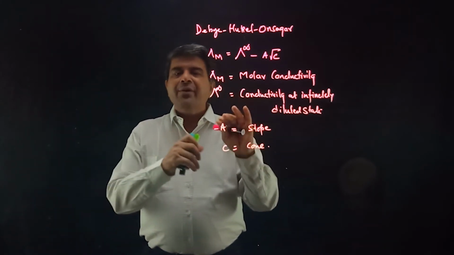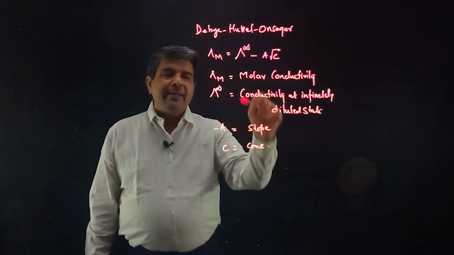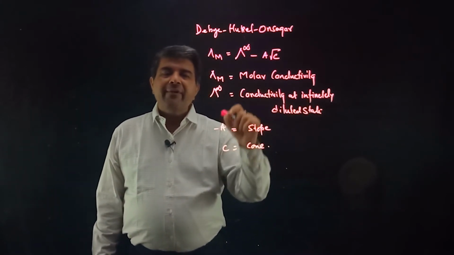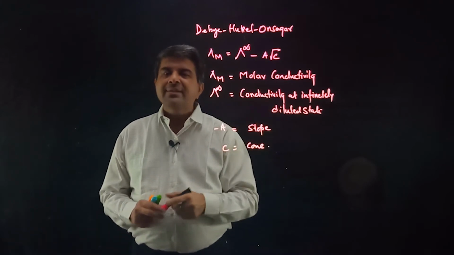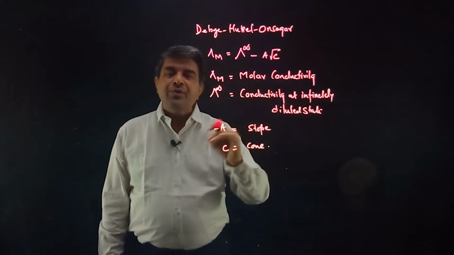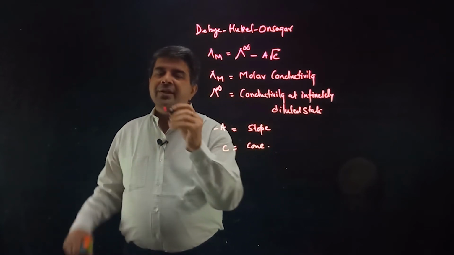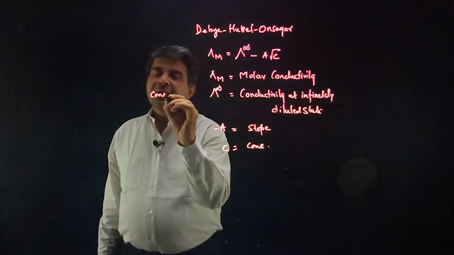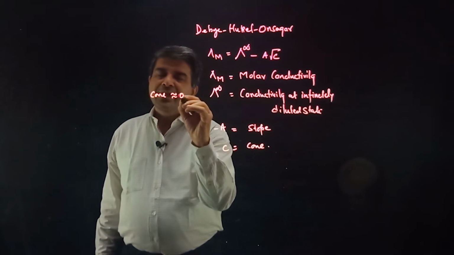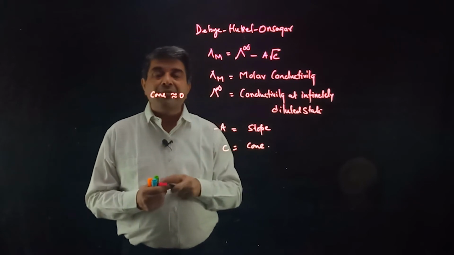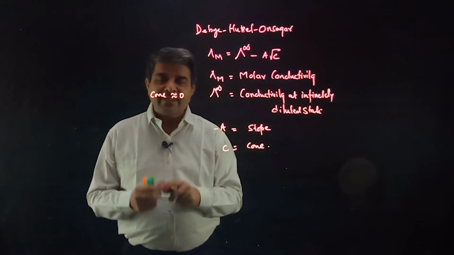Now let's try to understand what is conductivity at infinitely diluted state. Now the conductivity at infinitely diluted state means the dilution of the solution is carried to such an extent that the concentration nearly becomes zero. Now it can't be possible that you can create a concentration zero in an electrolytic solution.